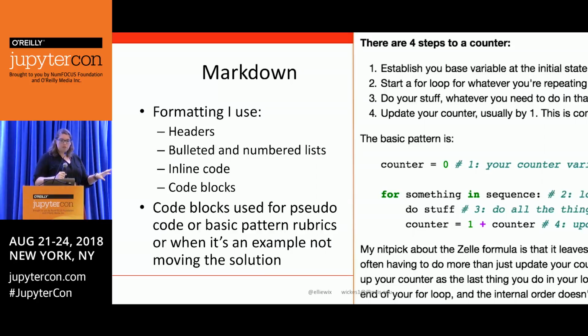I use code blocks for pseudocode or basic rubrics, or when it's a small example that's not actually moving the solution forward. It's all fine if you give me a block of code that's going to give me an error because you want me to see what an error looks like. But if I'm not really, really clear about that and a student executes it, then all hell breaks loose and I get the world's worst emails from them because they haven't caught it.